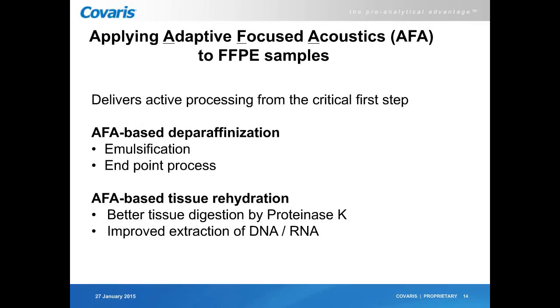So how can we apply AFA to FFPE samples? AFA will deliver active processing from the critical first step. What does it mean? First, we have an AFA-based deparaffinization. Paraffin is emulsified, it is an endpoint process, and it is done in an aqueous solvent. In the meantime, as we remove the paraffin, we have an AFA-based tissue rehydration, meaning better tissue digestion by protease, because if your tissue is very well rehydrated, the protease will have access to completely digest it, and overall improve extraction of DNA or RNA.